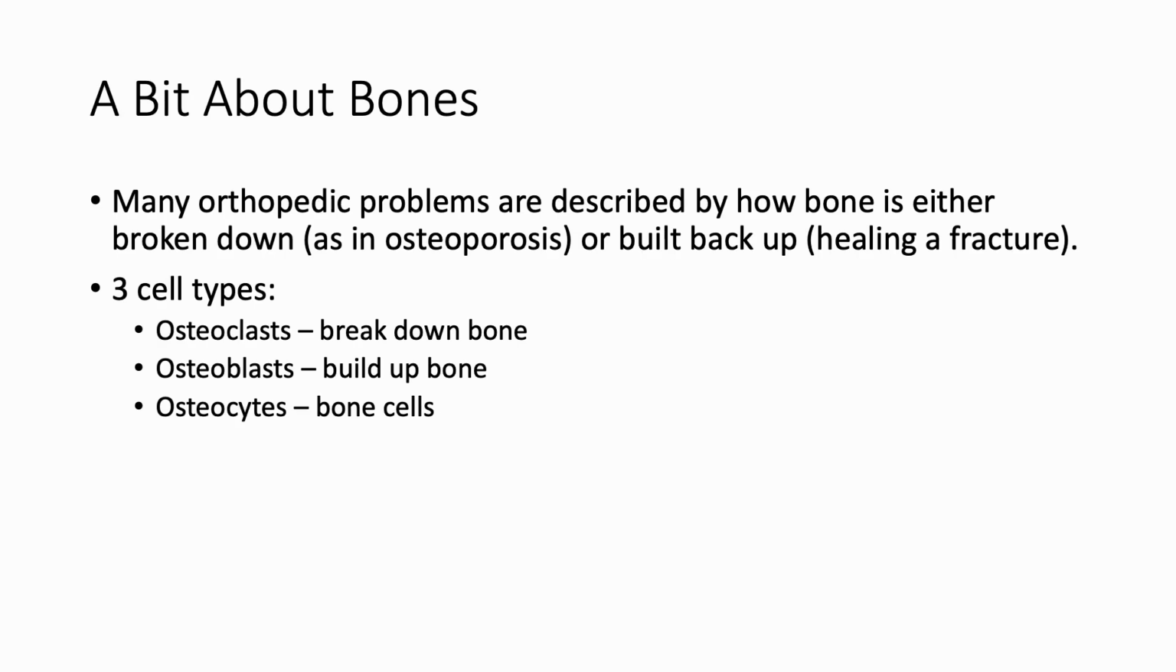So, a bit about bones. Many orthopedic problems are described by how bone is either broken down, as in osteoporosis, or built back up, as in a healing fracture. Bones have three cell types. Osteoclasts are there to break the bone down. Osteoblasts build up bone, and the actual bone cells are called osteocytes.